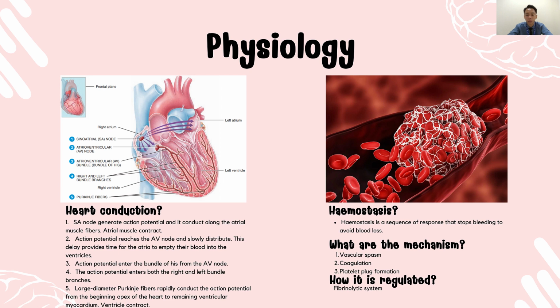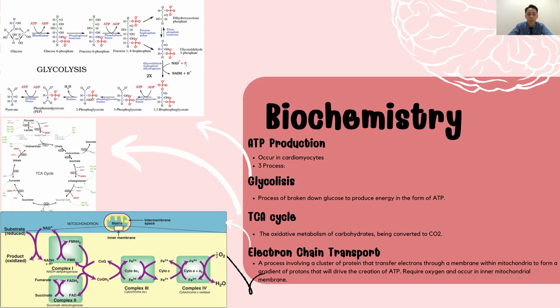That's all for the physiology. Next, for the biochemistry part. For the biochemistry part, I will be presenting about the ATP production, which consists of three processes. This process occurs in cardiomyocytes.